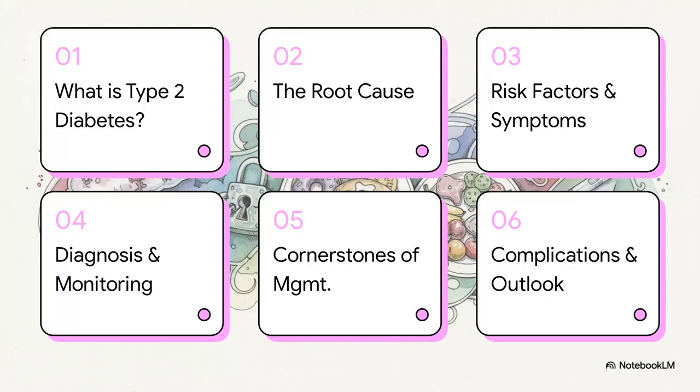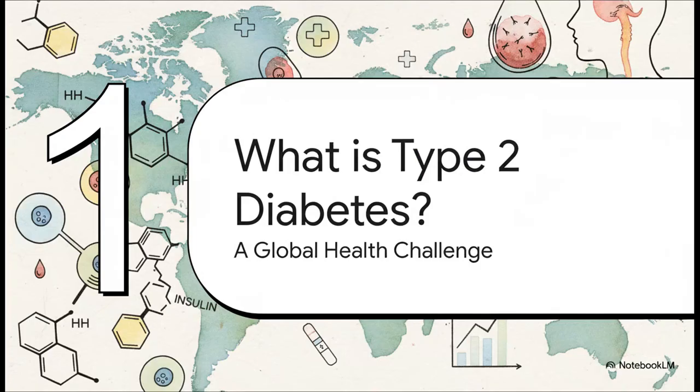So in this explainer, we're going to walk through 6 key areas. We'll start with the basics, what type 2 diabetes actually is, and we'll work our way through to the future of its management to give us a really complete picture. All right, let's dive right into our first section.